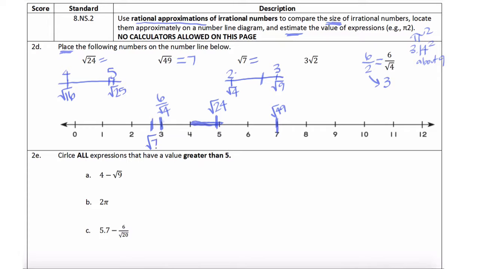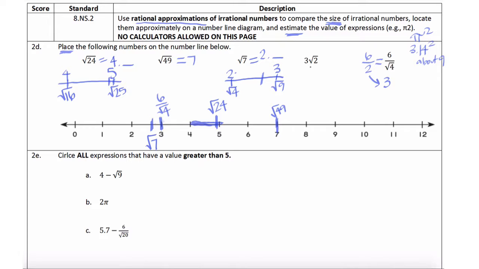No one would expect you to find an exact decimal on this line. But I know it's more than 2.5 because it's really close to 3, and it's less than 3 because the square root of 9 would be too high. So we've got 2 point something, and this was 4 point something.